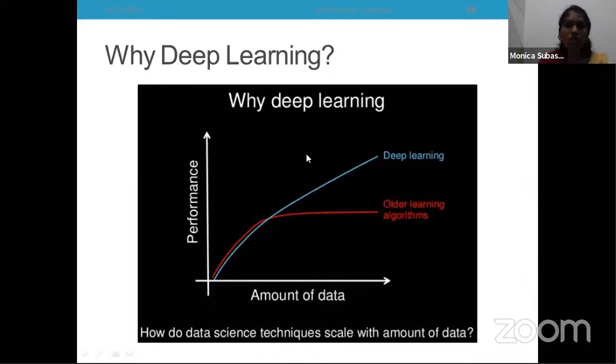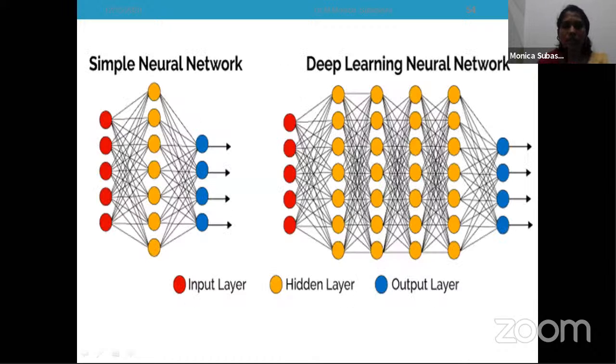This is very important. Now you can see the difference between a simple neural network and a deep learning neural network. Only one hidden layer is available here, whereas in a deep learning network, more hidden layers can be included, and they are included to simplify the process. This is the major difference.